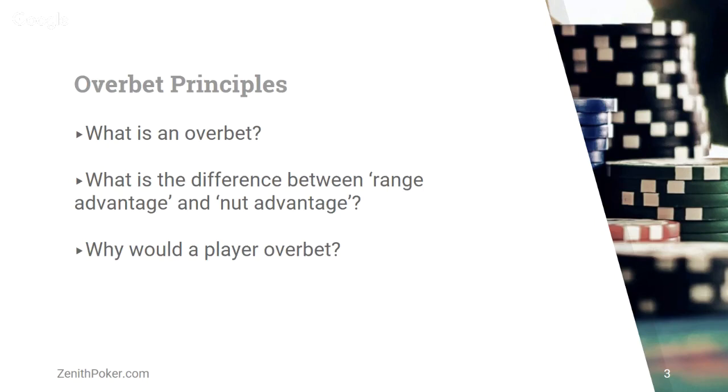Why would we overbet? What's more EV in a lot of spots? You could bluff more. Okay, so does anyone else have an answer to some of these questions?